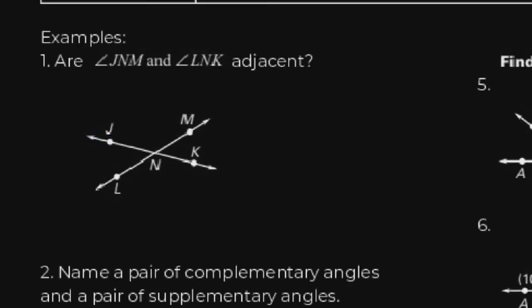Okay, so let's do some examples. Are J and M, which is this angle here, and L and K, which is this angle here, adjacent? So they need to share a common side and a vertex. So they do share the vertex, which is point N, but they don't share a common side. So this would be no.